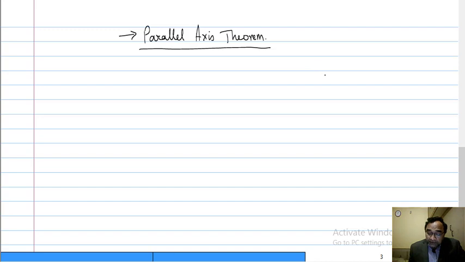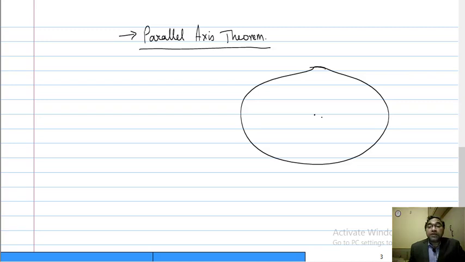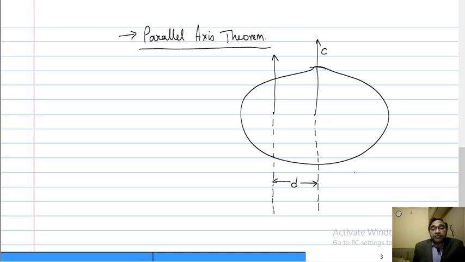So, here also let us take one lamina, any shape of the body, and the central axis as usual. Let us say this is the central axis. Now, we are trying to find the moment of inertia about an axis, this one, which is at a distance of d units from the central axis, known axis. This is exactly what we have to find.